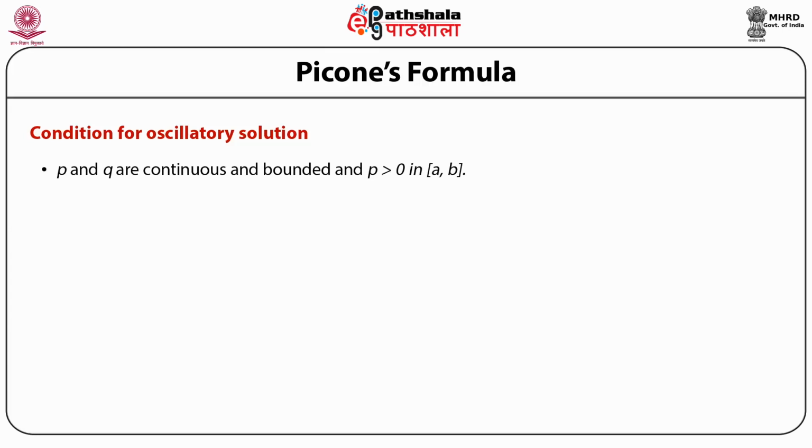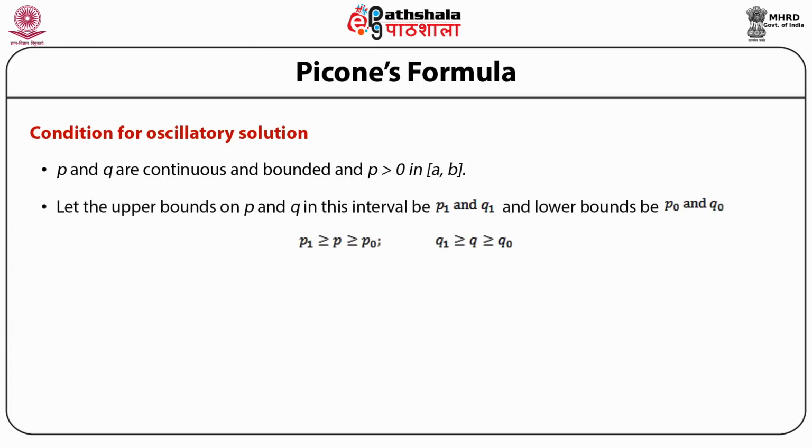The functions p and q are continuous and bounded in a to b. Also, p(x) has no 0 and has been taken to be positive throughout the interval a to b. Let the upper bounds on p and q in this interval be p1 and q1 and the lower bounds be p0 and q0 respectively. Thus, p will be greater than or equal to p0 but less than or equal to p1. Similarly, q will be greater than or equal to q0 but less than or equal to q1.